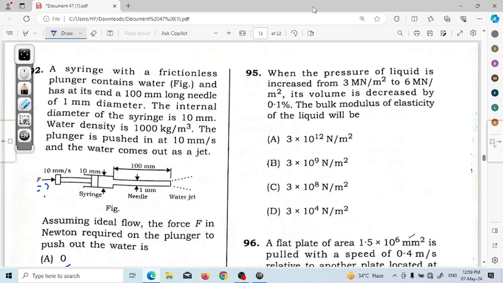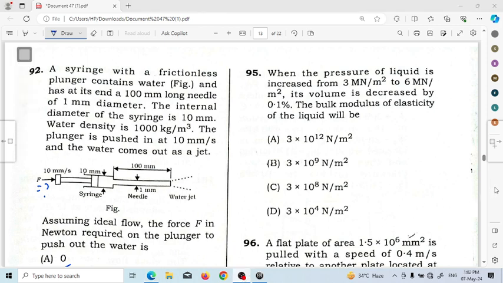Next, question number 95. When the pressure of a liquid is increased from 3 meganewton per meter square to 6 meganewton per meter square, and its volume decreased by 0.1%. Next, we have to find the bulk modulus of elasticity of the liquid.